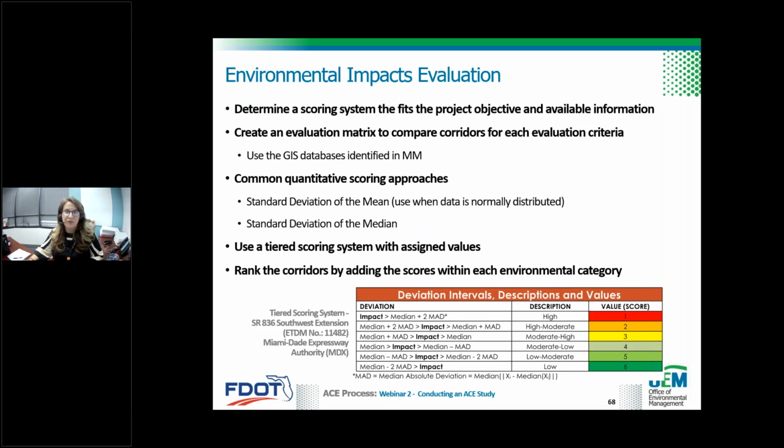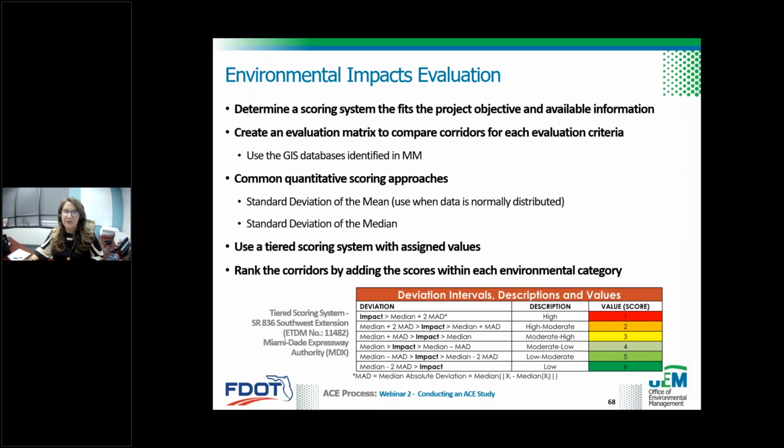In this example, we're showing standard deviation of the median, and this was used because the data was not normally distributed. After the data was collected in this example, for each category, it was compared to the other corridors and assigned a value of 1 to 6. 6 categories were selected, representing 6 values and how the data compared to the median.